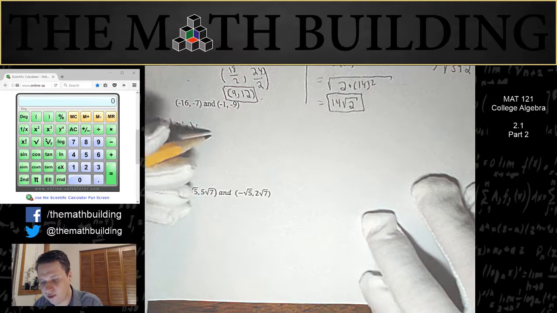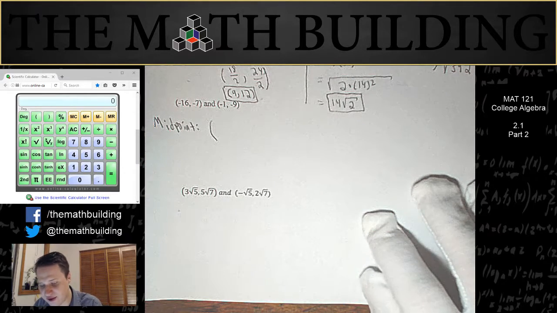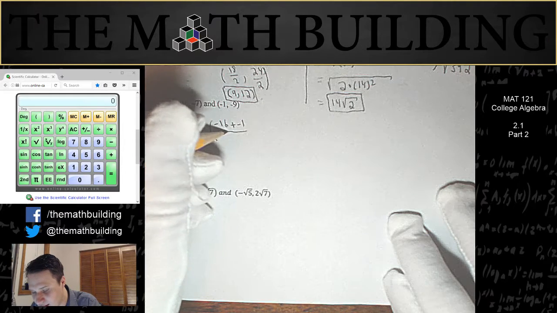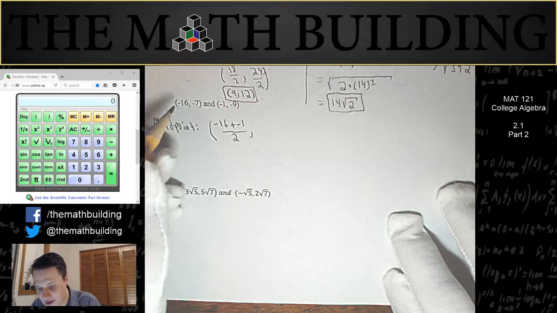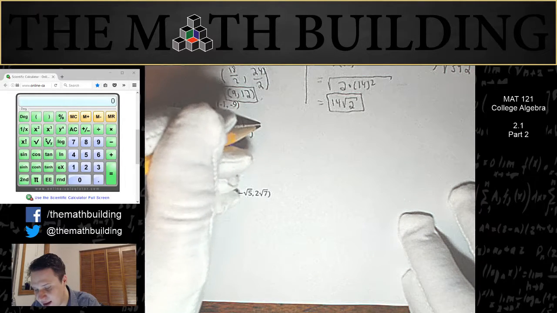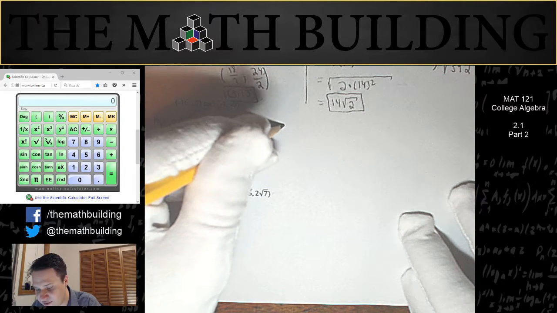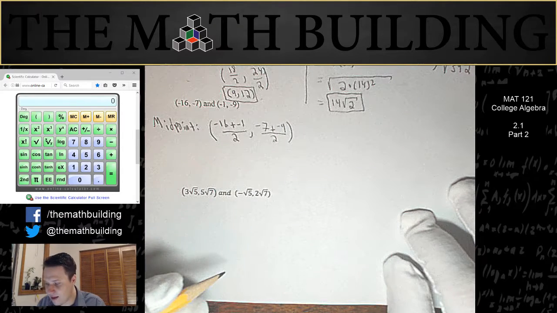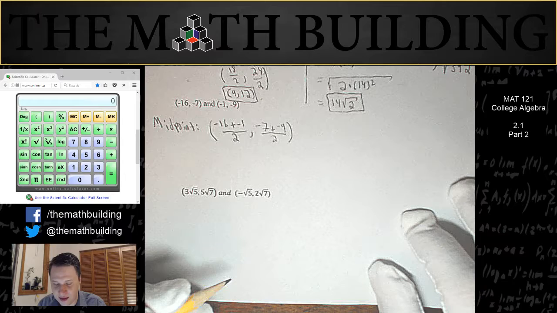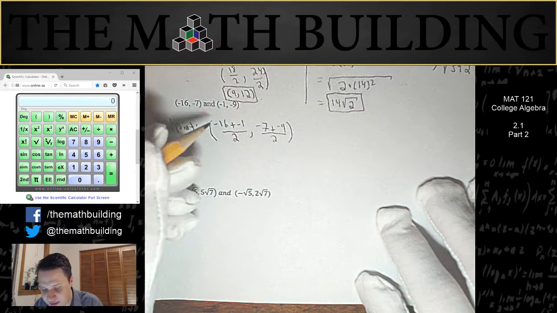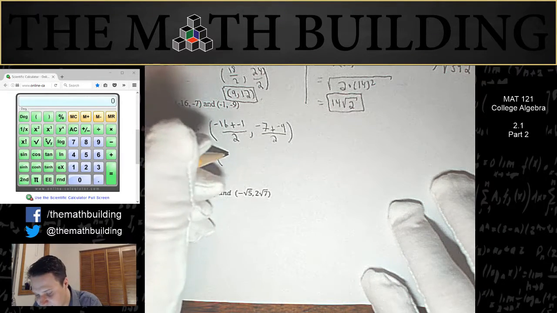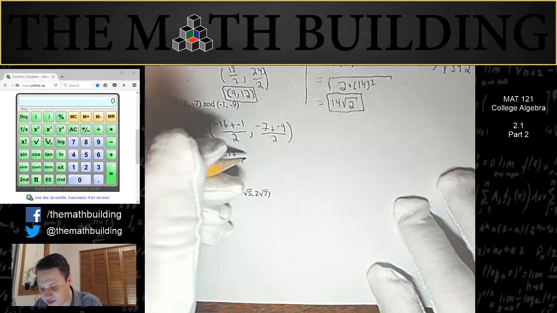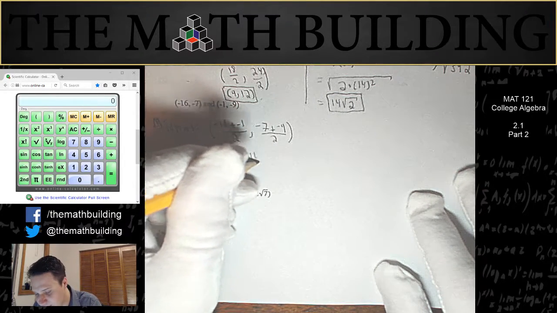To find the midpoint, we simply need to add the x parts together. So -16 plus -1, divided by 2. Add the y parts together: -7 plus -9, divided by 2. And that's pretty much it. So let's simplify that a little bit. -16 plus -1 is -17 over 2, comma, -7 plus -9 is -16 over 2.